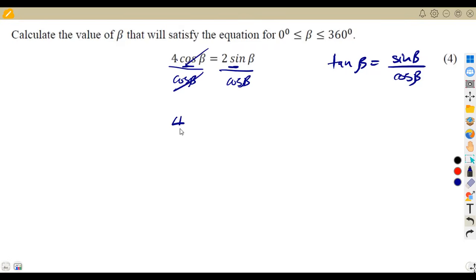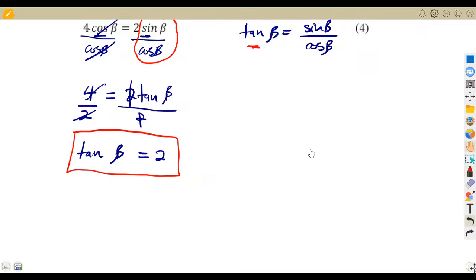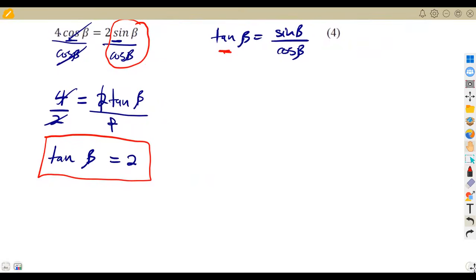You remain with the 4 equal to, remember, sine over cos gives us a tan. So this is going to be 2 tan of beta. To find tan beta as a single trig, divide by 2 both sides. So that means that tan of beta is equal to 2. We are done once we are at this stage, guys. We are back again to the concept of the reference angle. So this one I'm just going to rush since we now have this concept.